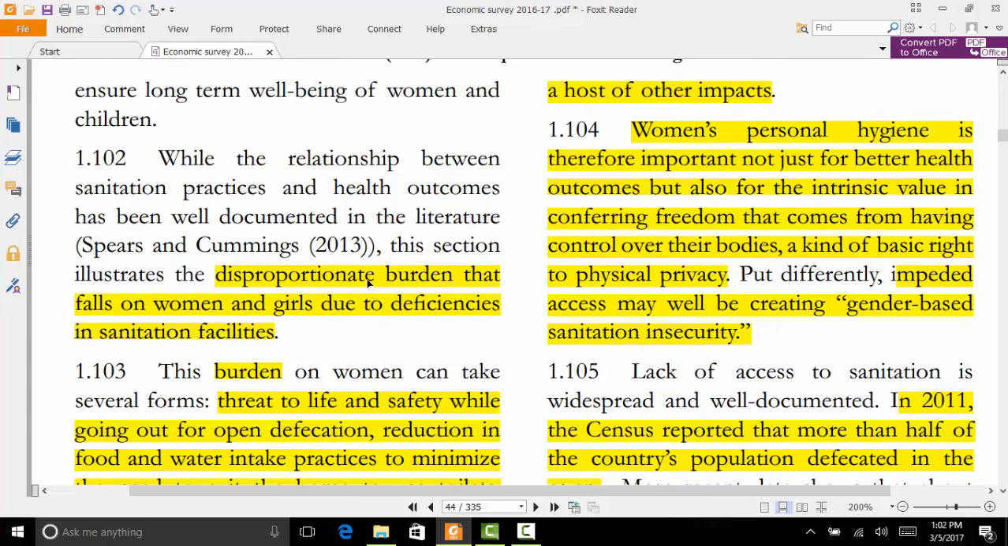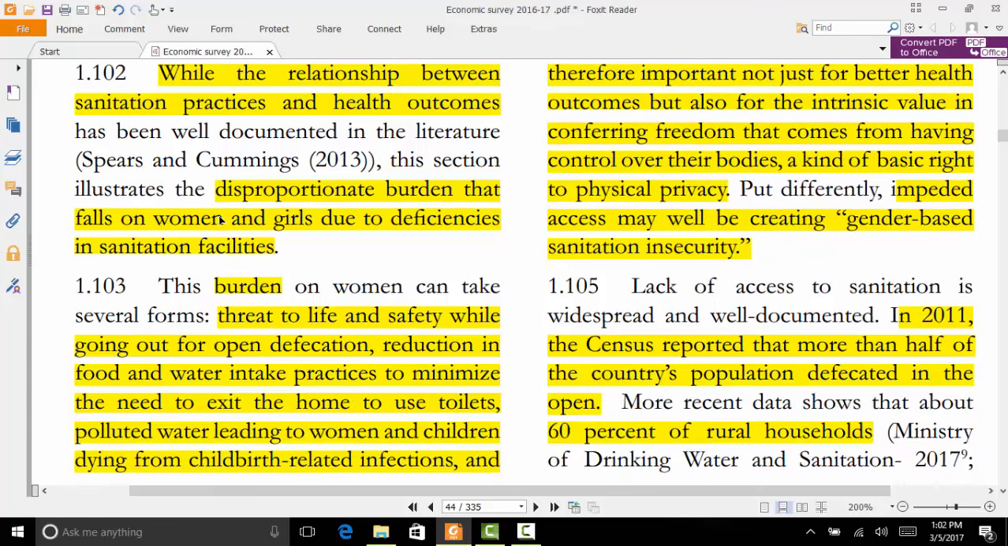Now it says regarding relationship between sanitation practices and health outcomes. So I believe you understand the relationship between sanitation and health, right? Then disproportionate burden that falls on the women and girls due to deficiency in sanitation facilities. Very important point. You need to link these things: sanitation, health, linkage to women and girls specifically.